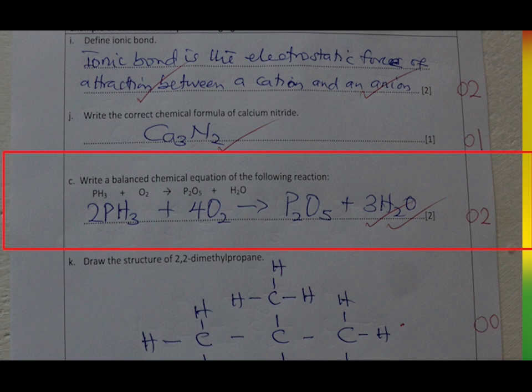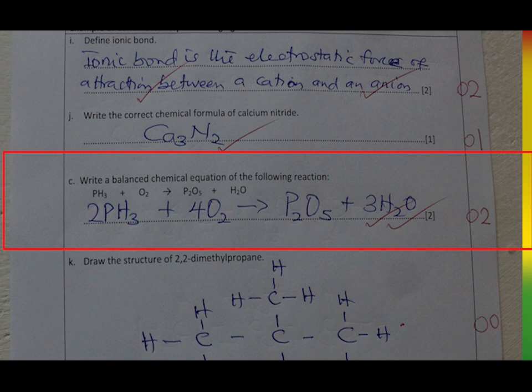Then she went ahead to balance the total number of hydrogen. The total number of hydrogen on the left-hand side became 6, and that on the right-hand side was 2. And therefore, she placed 3 in front of the water molecule.